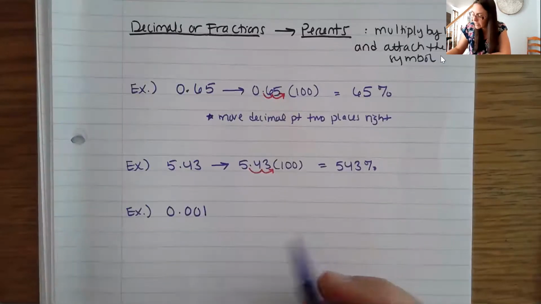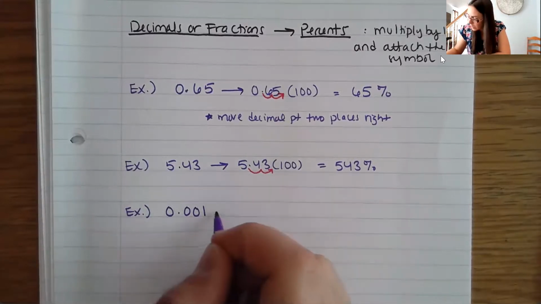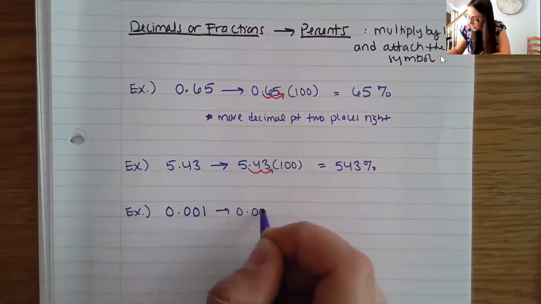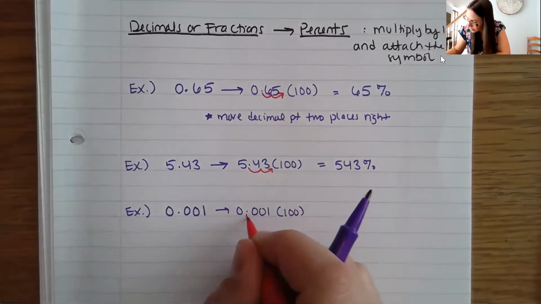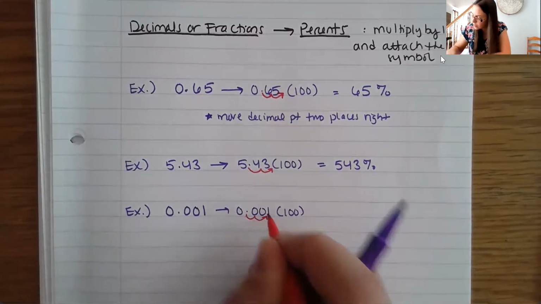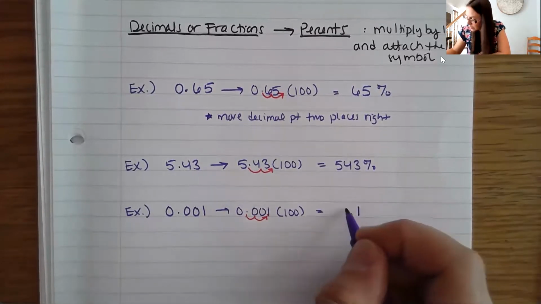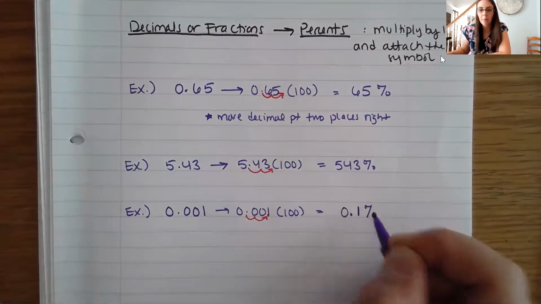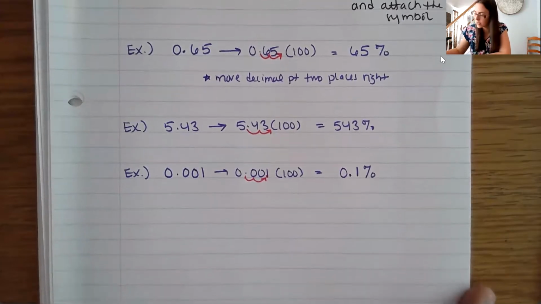What if I have 0.001, so 1,000th? Again, I would do that same strategy. It's not changing here. I go 2 spots to the right because that's what multiplying by 100 is. Now just be a little careful here. You get 0.1, so I'm going to put 0 in front and add my percent sign. So this is 0.1%, right? Or 1/10 of a percent.